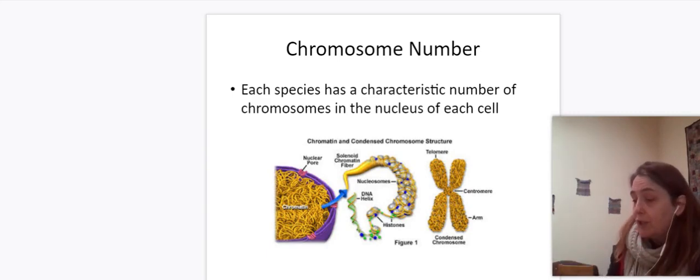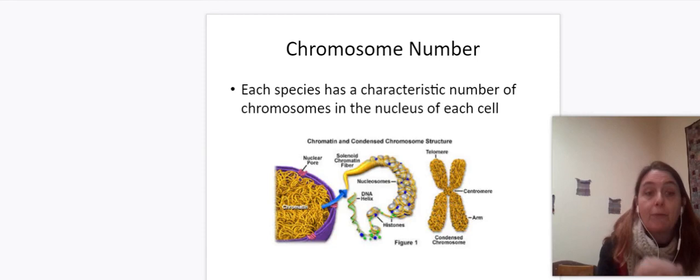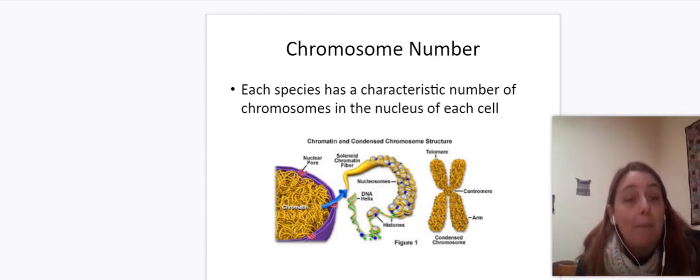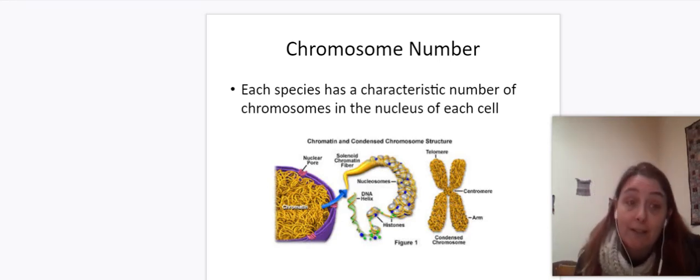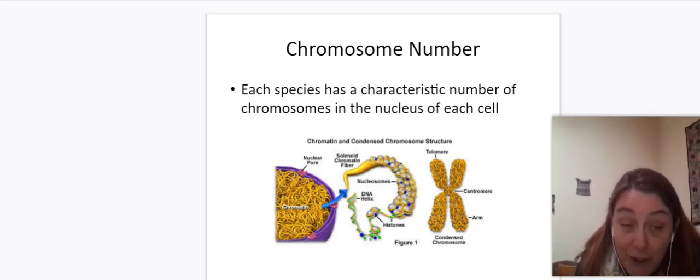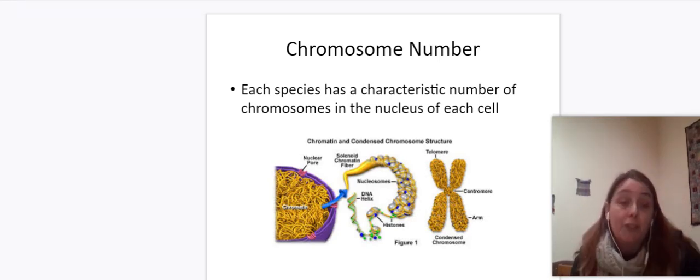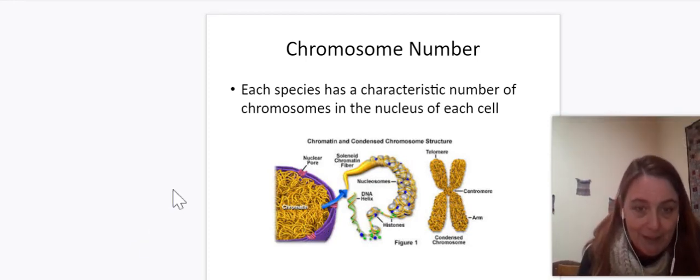Now we're going to turn our attention to something very similar, but for a totally different purpose. We're going to start talking about meiosis. Now, to understand meiosis, you're going to have to understand something about chromosome numbers. So we're going to start with that. And everything that we're going to talk about today should help you understand meiosis when we get to it. All right, so let's start with this.